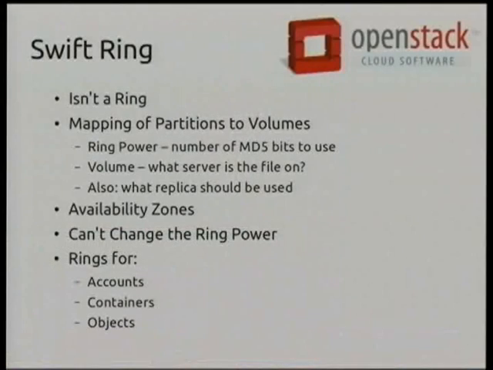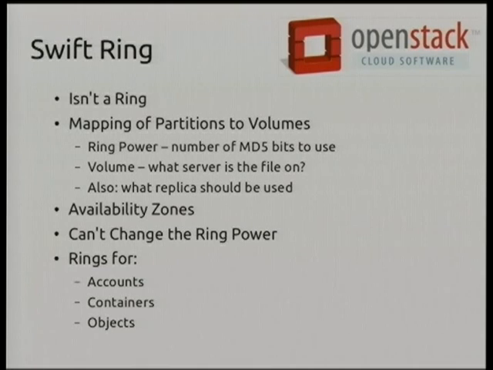Anyway, so that's part number 1. That's what you talk to. That's where the API is implemented. The ring is where things get interesting. The ring isn't a ring. The ring used to be a ring, but that got boring. But we still call it the ring, even though it's not a ring.